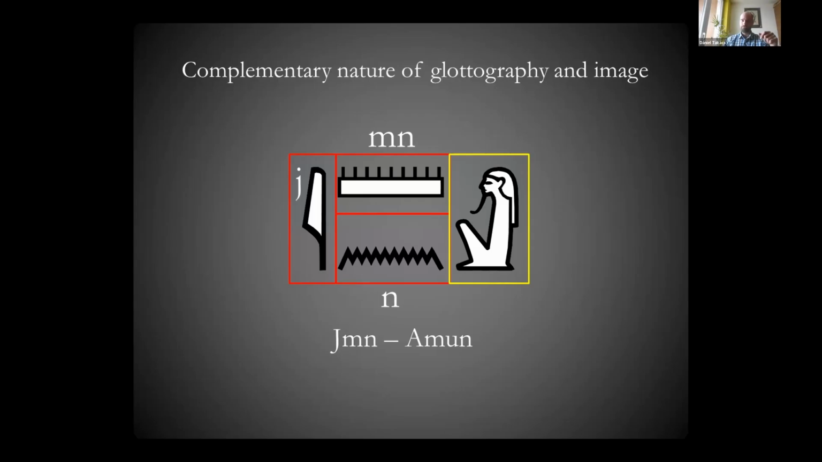Not to mention, of course, the fact that those signs that are used for glottographic purposes are mostly themselves small, understandable images, losing this iconic connection in the process of reading, but they were almost always complemented by an image at the end of the word. So image and glottography are hand in hand in ancient Egypt. They have a complementary nature and very often are equivalent to each other in some senses. So let's take a look at the beginning of this process.